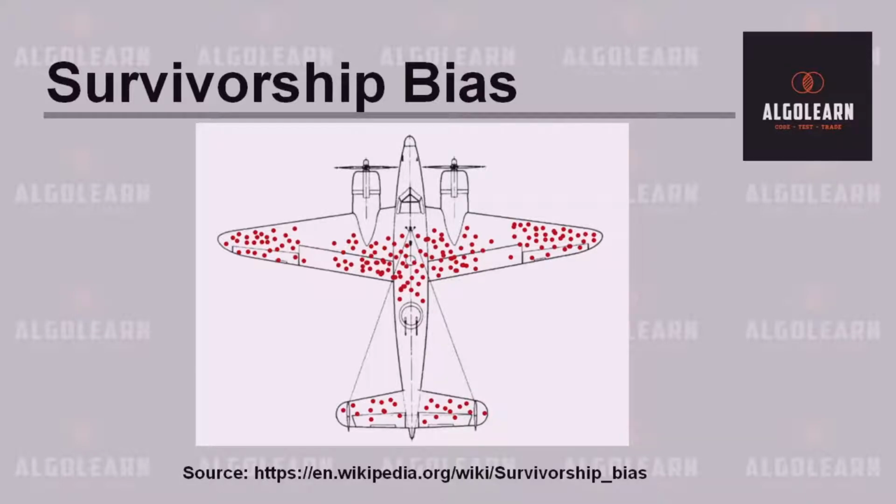And so it was decided, based off of that analysis, that instead of reinforcing all of the areas with the red dots, they were actually going to reinforce the engines. And that led to better survivorship rates. Anyhow, I just wanted to throw that example out there. There's a Wikipedia page that goes over it in a little bit more detail, but I wanted to at least use that as an additional example.